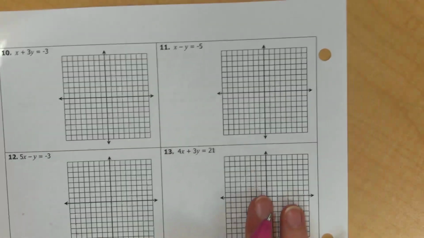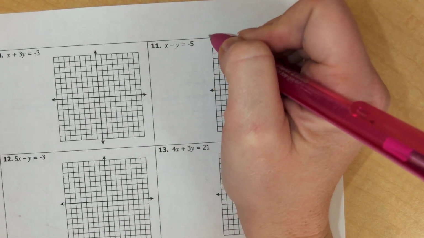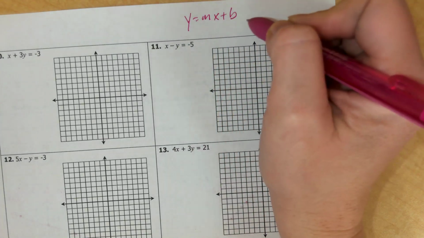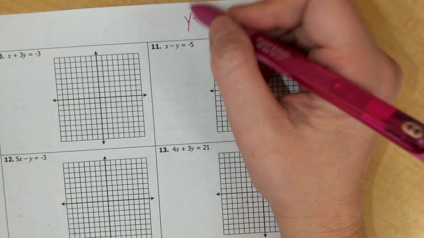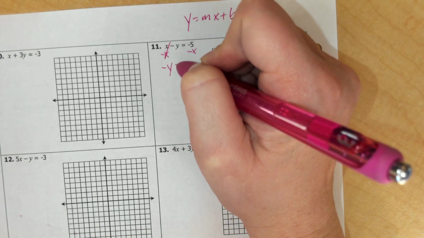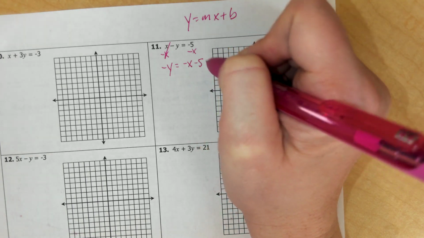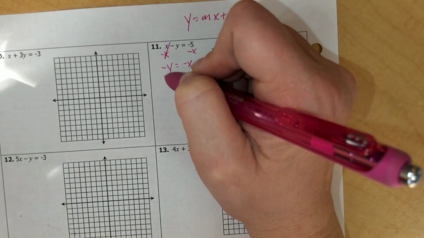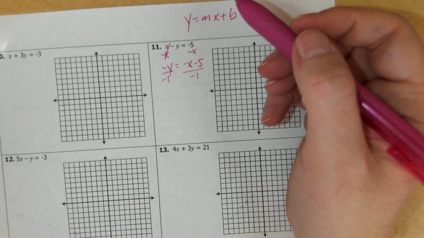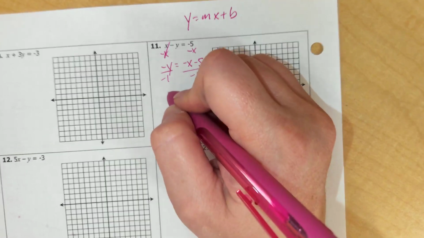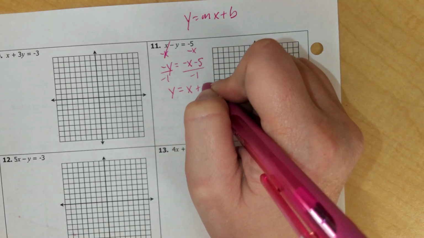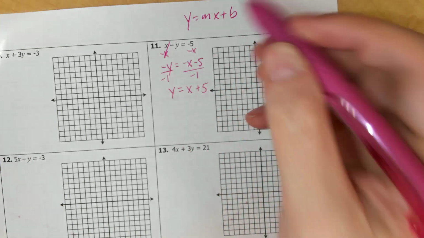Okay, so for number 11, I'm going to start by putting it into slope-intercept form, which means y equals mx plus b. That means I need to isolate the y, get it by itself. So first I'm going to subtract the x from both sides. That leaves me with negative y is equal to negative x minus 5. Now I can multiply everything by negative 1, or I can divide by negative 1. Either way, still going to get rid of the negative out here in front of the y, and it leaves me with y is equal to positive x plus 5.